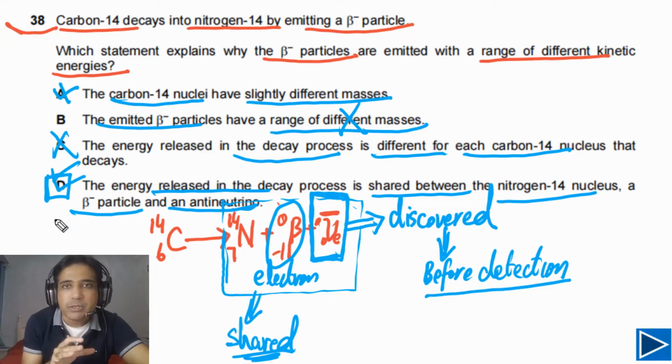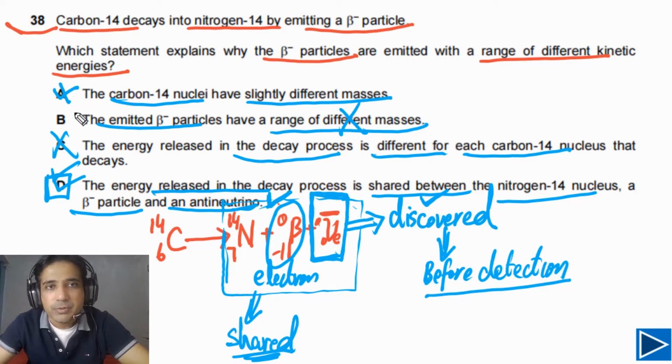A very historical event in physics, how the neutrino was discovered before it was detected. So you need to understand this is due to beta decay. I hope it is clear to you, and it is a very important question.